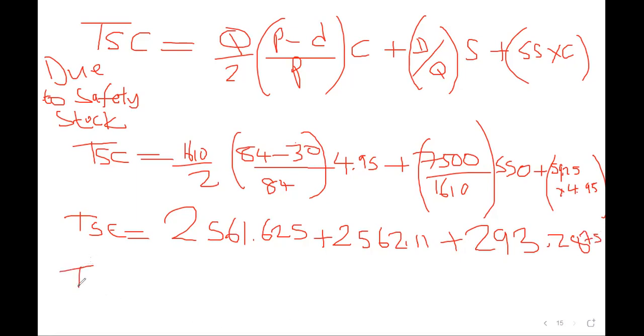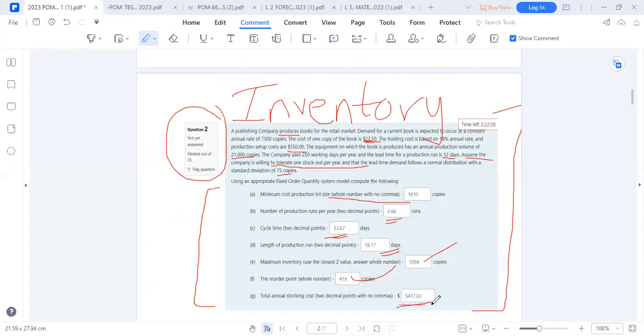So our total stocking cost, you can add those ones, 2561.625 plus 2562.11 plus 293.2875, giving us 5417.02. So this is the final one. Getting down to there, it's this one here.